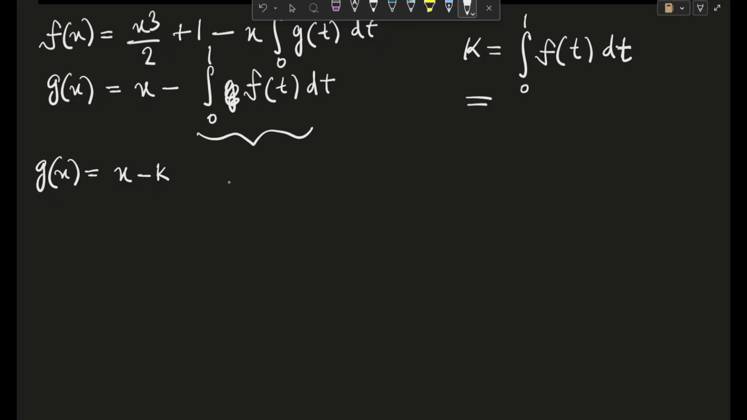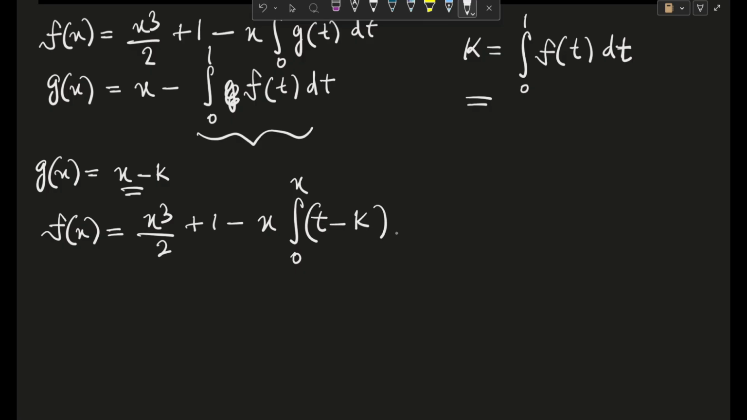So let's manipulate f of x with this expression. f of x comes out to be equal to x cube by 2 plus 1 minus x times the integral from 0 to x of g of t, so g of t will be t minus k, dt. Let's manipulate this thing first, and then we will get something fruitful.